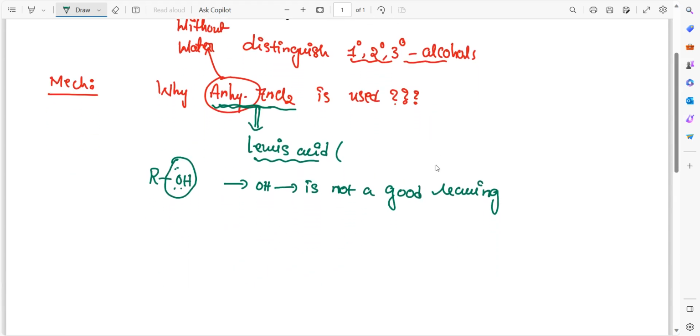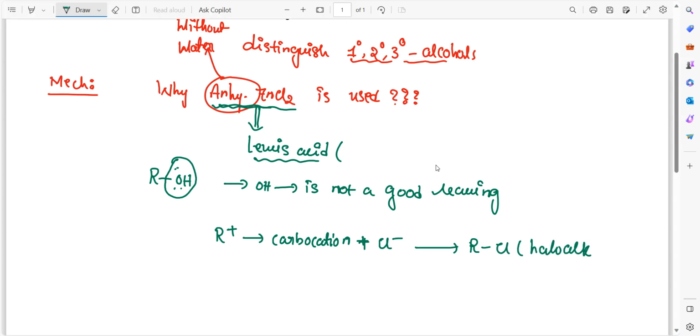So we can obtain a carbocation. When the OH group is released with the ZnCl2, R plus, that means a carbocation, is produced. Then the Cl minus from the hydrochloric acid and R plus form RCl. Our required haloalkane is produced. Now let us try to understand its mechanism.